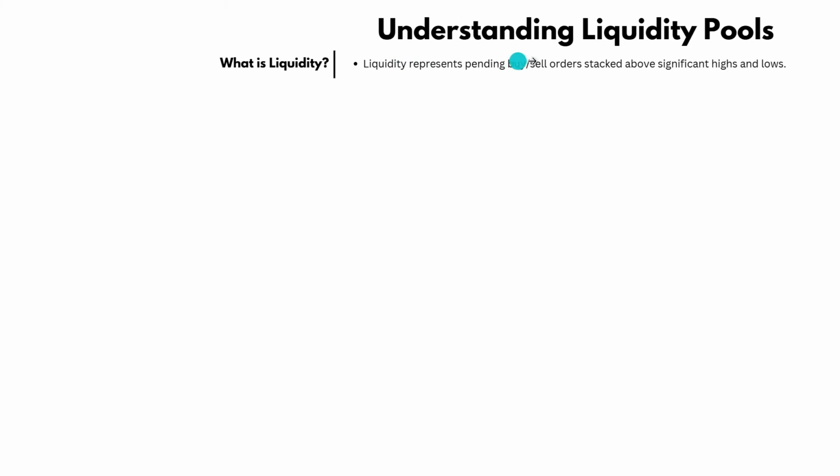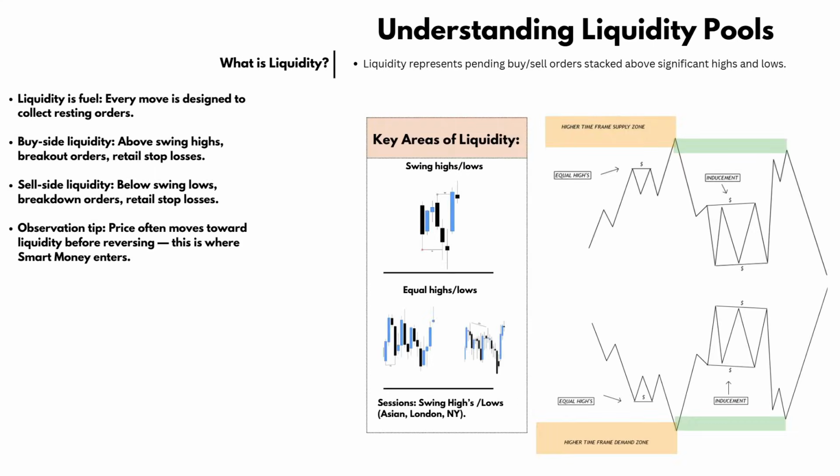First, let's get into understanding liquidity pools. What is liquidity? Liquidity represents pending buy/sell orders stacked above significant highs and lows. Liquidity is fuel. Every move is designed to collect resting orders. Buy side liquidity is usually above swing highs, breakout orders, and retail stop losses. And sell side liquidity is usually below swing lows, breakdown orders, and retail stop losses. A clear observation tip to always keep in mind is price often moves toward liquidity before reversing. This is where smart money enters.